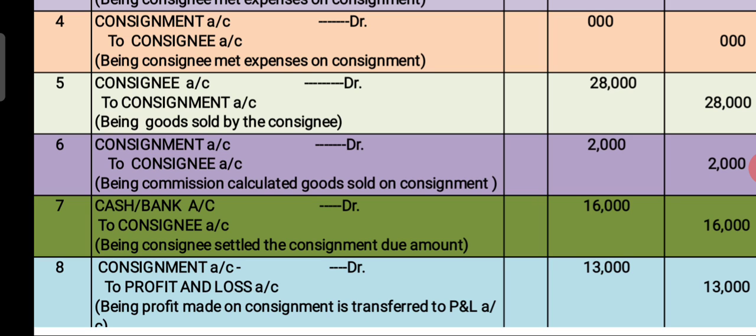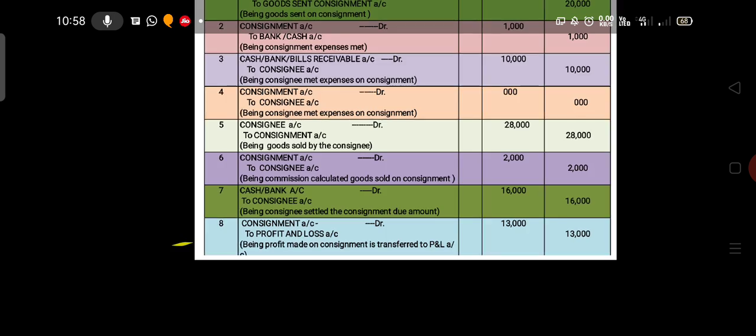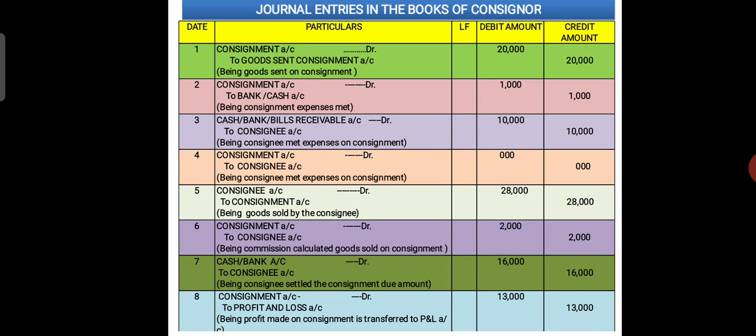We prepare one statement to find the profit on consignment. So in that statement there is only 5,000. You can write here 5,000 instead of 13,000. What is the entry here? Consignment account debit to profit and loss account, 5,000 in the debit column, 5,000 in the credit column. Narration: being profit made on consignment is transferred to profit and loss account. So like this we can write the journal entries in the books of consignor.